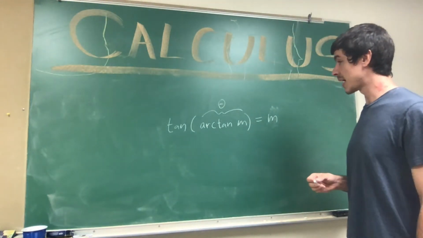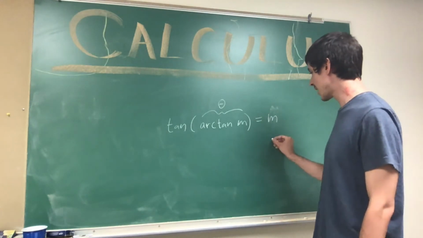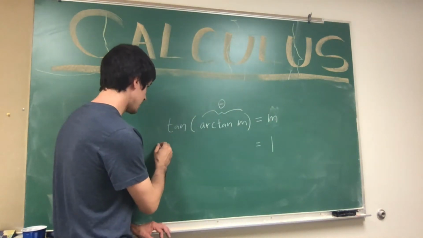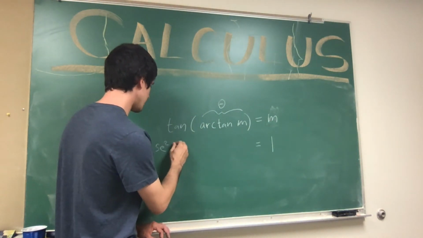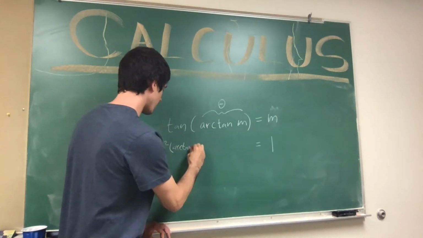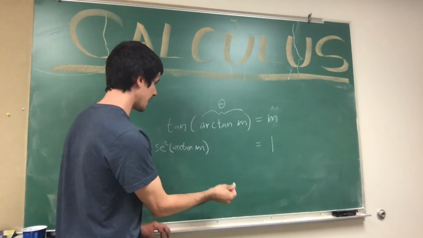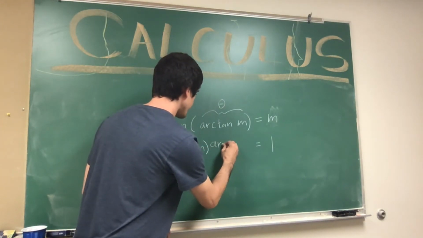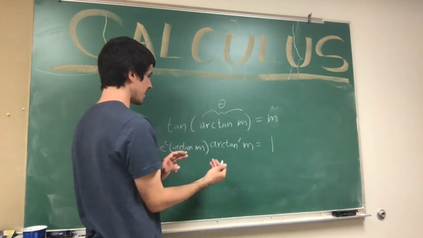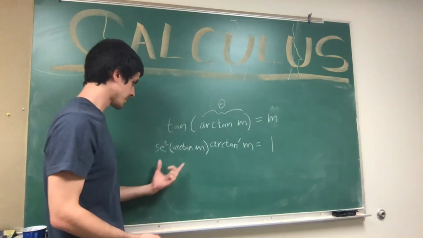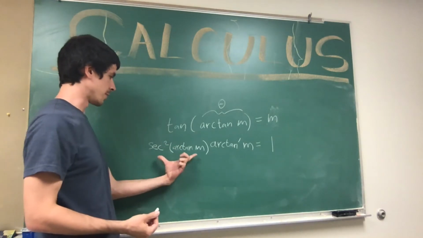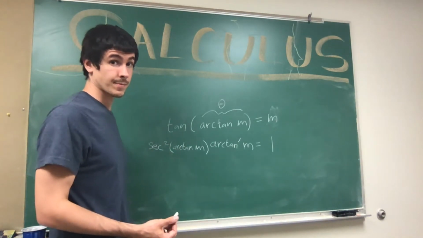So let's take the derivative of both sides with respect to m. So this side becomes 1, and then this side becomes secant squared of theta, which is arctangent of m, times the derivative of arctangent, derivative of the outside times the derivative of the inside. I forgot the c in secant.